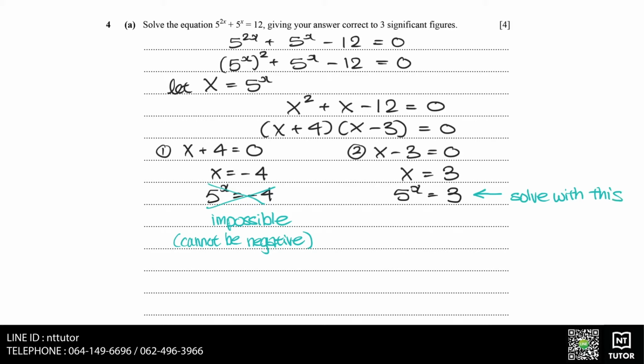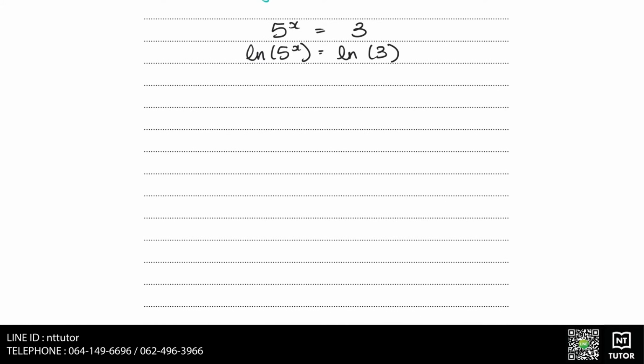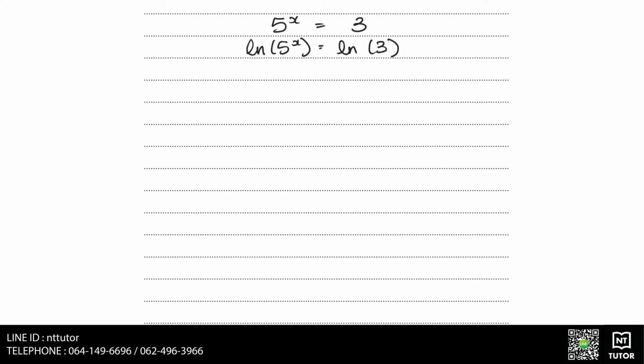When solving for x from 5 to the power of x equals 3, x is in the power. So we need to bring it down from the power, and we can do that by taking the log of both sides. In this case, I will use log with base e, which is natural log or ln. So taking the ln of both sides, I have ln 5 to the power of x and ln 3. And there's a rule with logarithms that you can drop the power in front. So we have x ln 5 equals ln 3.